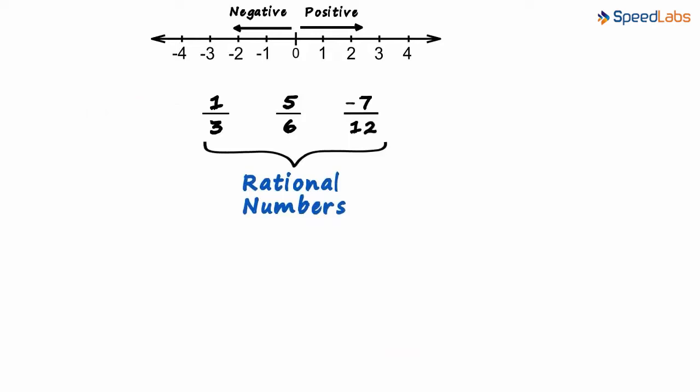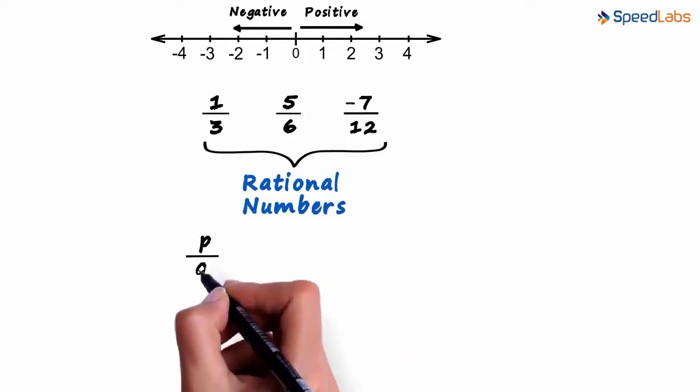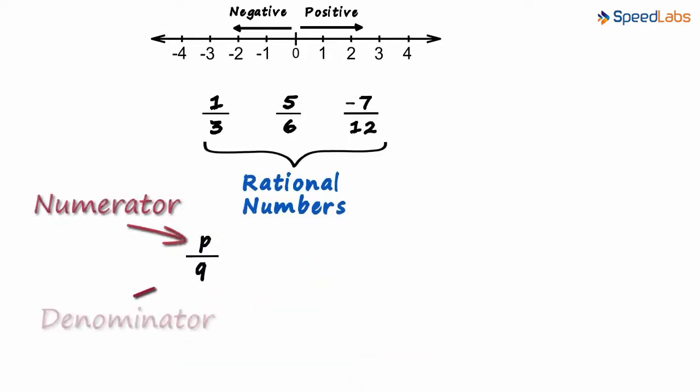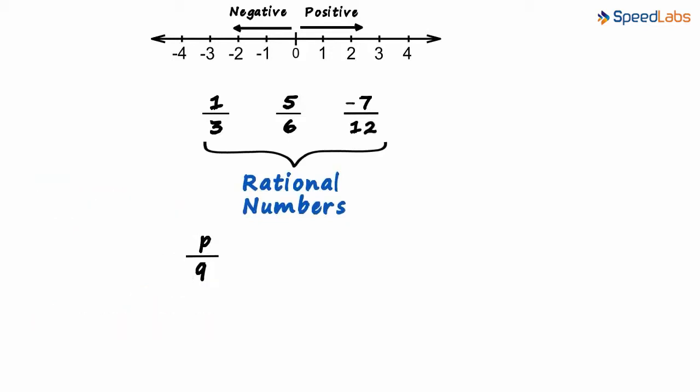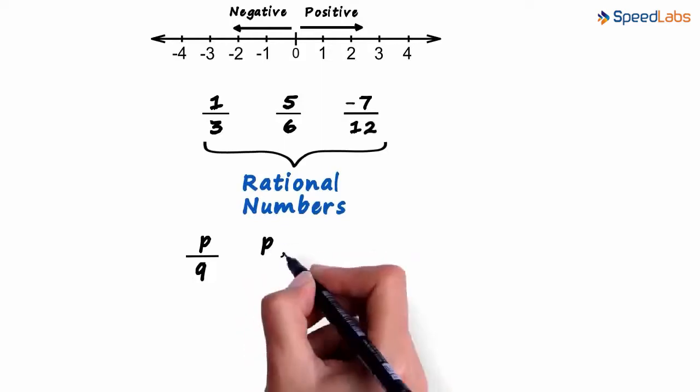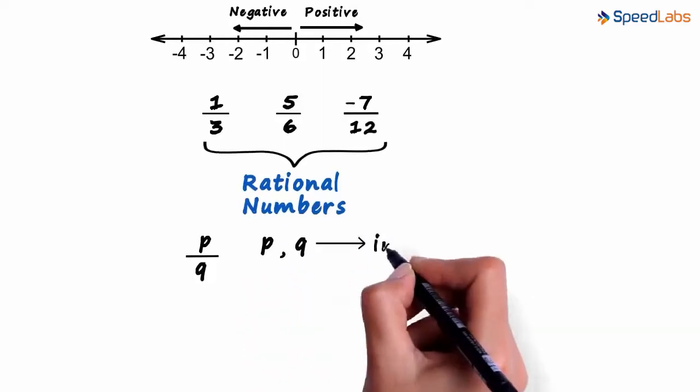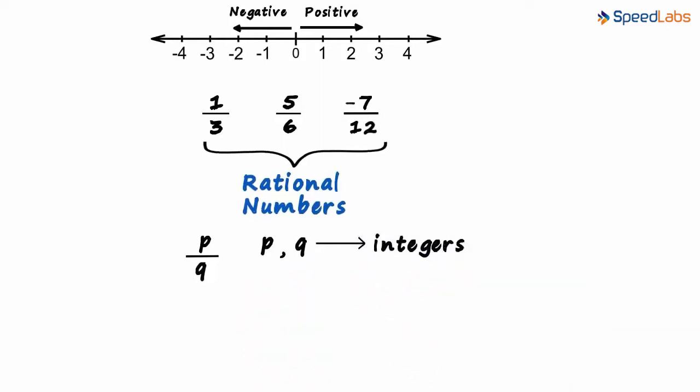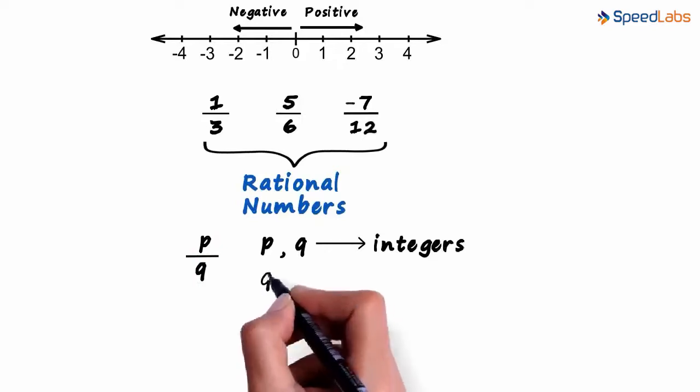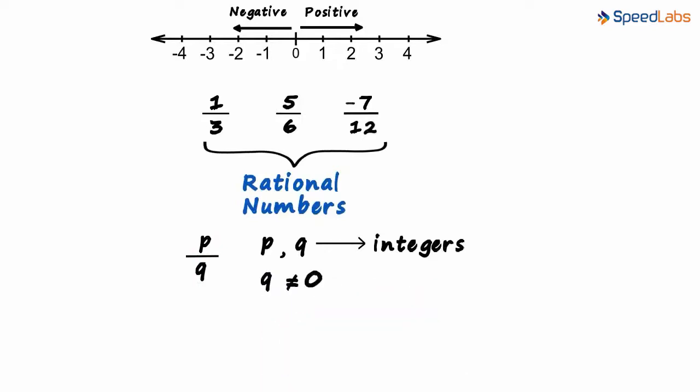We say that they are of the form p by q, one number in the numerator and one in the denominator. But there are a few conditions we need to know. P and q should be integers. We can have only integers in place of p and q. And there is another important condition. Q should not be equal to 0.